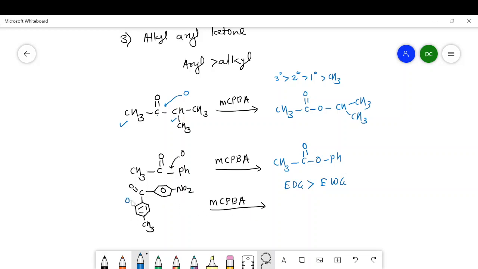So the oxygen can be inserted in between this bond. So we will write the structure of the product like this: CH3, here O, then CO, and the remaining will be the nitrophenyl group. In this way, we can write the product of the Baeyer-Villiger oxidation reaction.